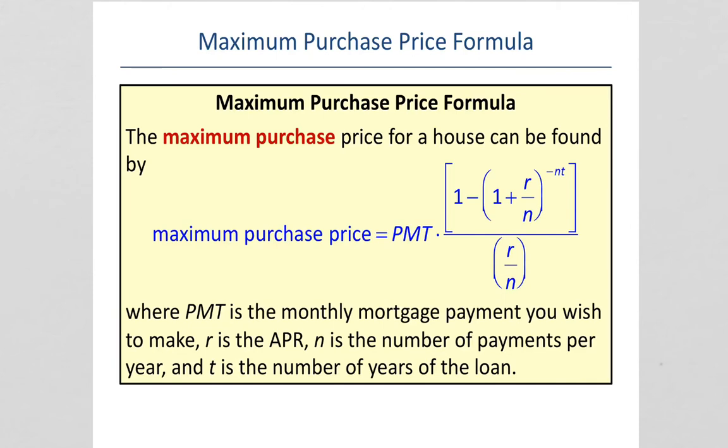The maximum purchase price for our house could be found with this formula. A payment times 1 minus 1 plus r over n to the negative nt divided by r over n. Again, you can see these are all just manipulations of the same formula.